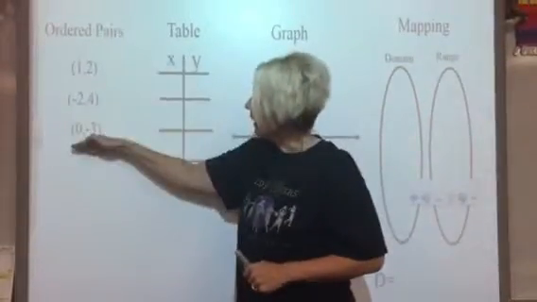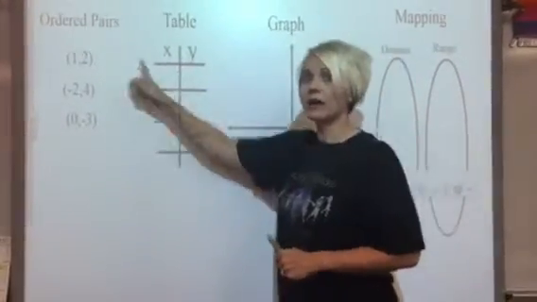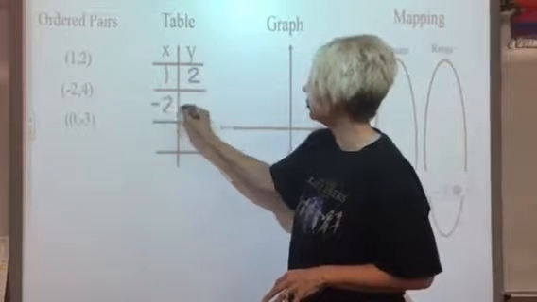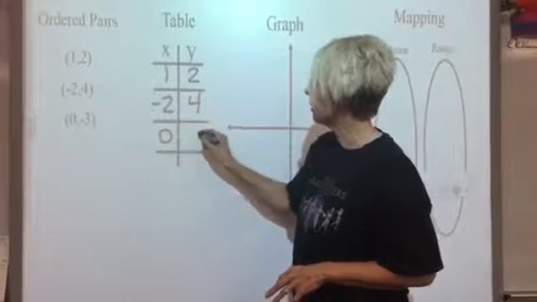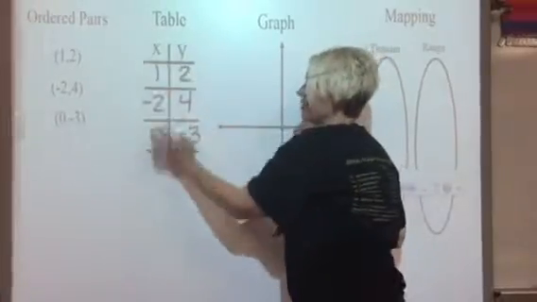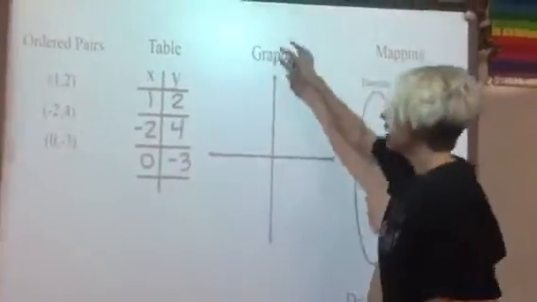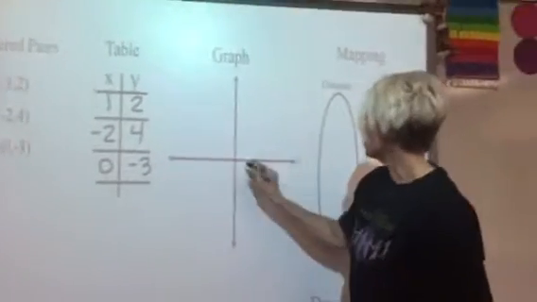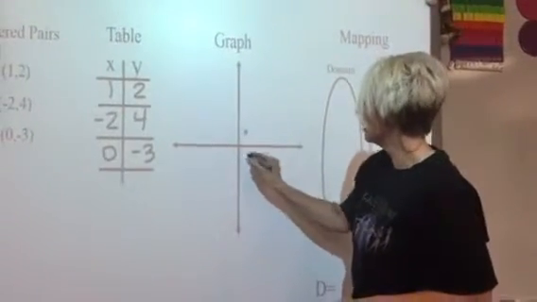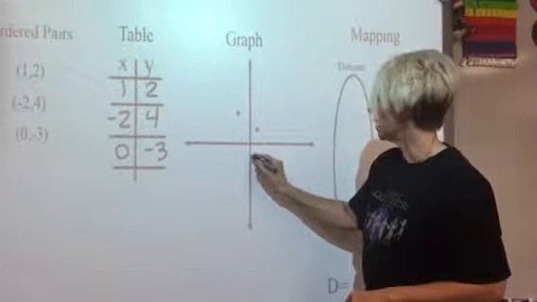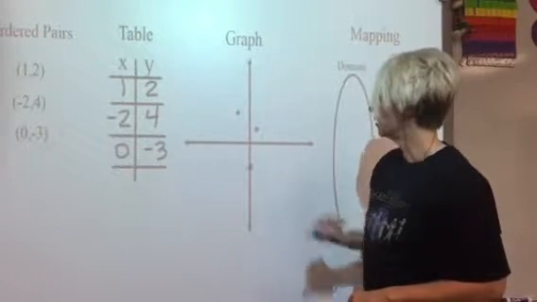These are ordered pairs. The table of these ordered pairs would be 1 goes with 2, -2 goes with 4, 0 goes with -3. Now you could have these in order if you wanted to. I just graphed them as we had them here. The graph would be actual points. So 1, 2 would be right here. -2, 4 would be here, and 0, -3 would be here.